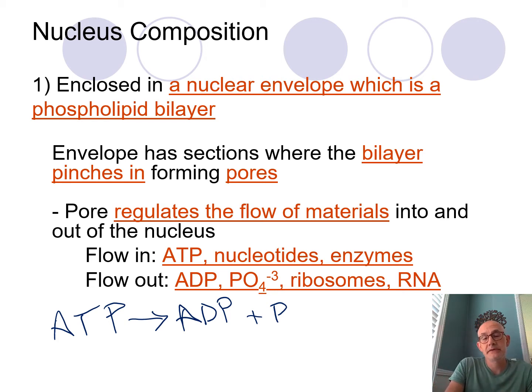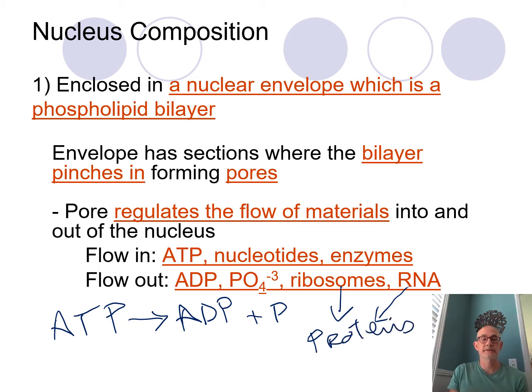So then these two things go out of the nucleus to be put back together by the mitochondria to allow cell processes to occur. The ribosomes are made in the nucleus and then they are shipped out. RNA is also made in the nucleus and shipped out, and both of those together are going to make proteins for all of your cell processes.